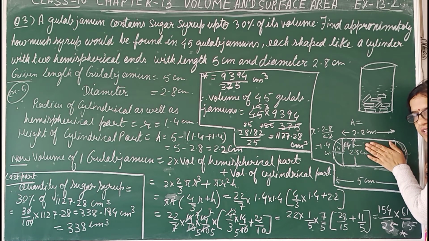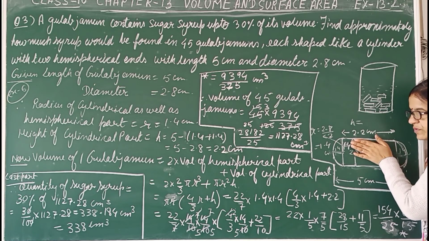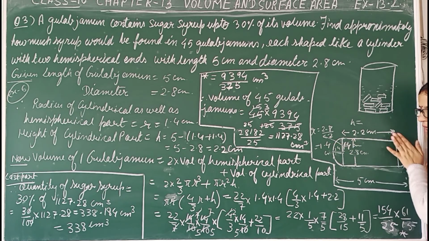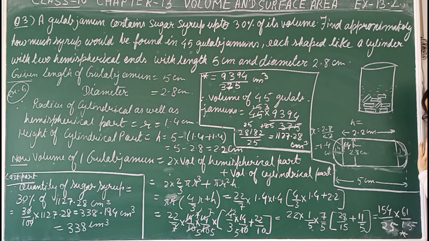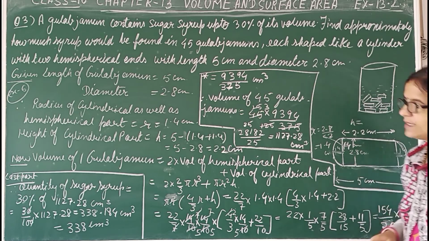So with this information, you will be finding the volume of one gulab jamun, which equals the volume of the cylinder plus 2 into the volume of the hemispherical part. Now the volume of one gulab jamun into 45 will be the volume of the 45 gulab jamuns. Into 30% will be the amount of the sugar syrup in the gulab jamuns. So calculation, let us start.